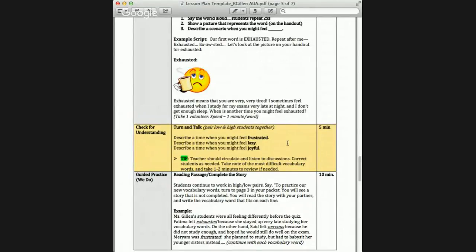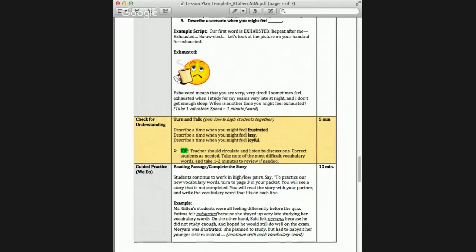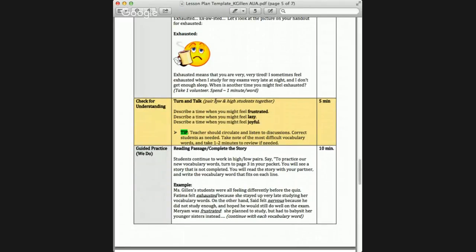exhausted a few times. And then let's look at the picture on your handout for exhausted. And so the students will see that this picture is drinking coffee. It looks like me every morning. And then I'll use it in a sentence. So exhausted means that you're very, very tired. I sometimes feel exhausted when I study for my exams very late at night and I don't get enough sleep.